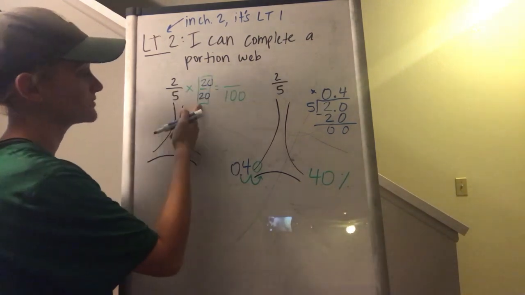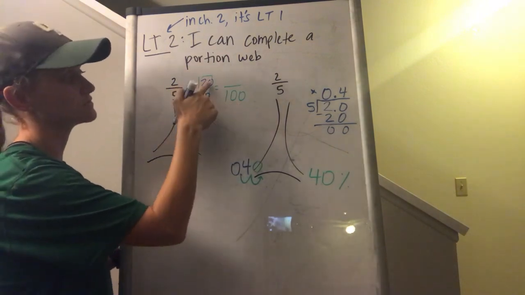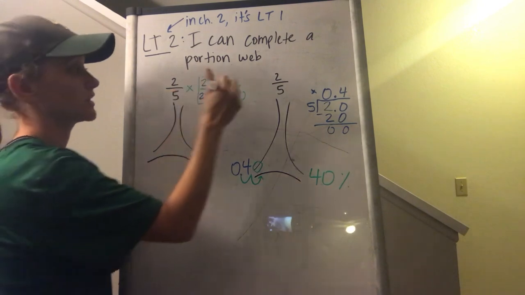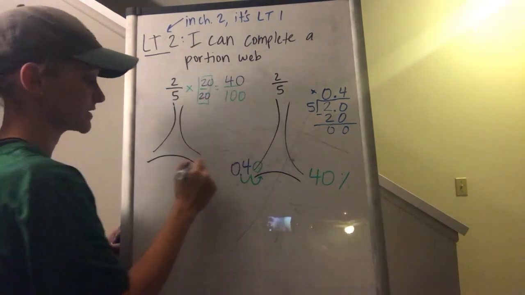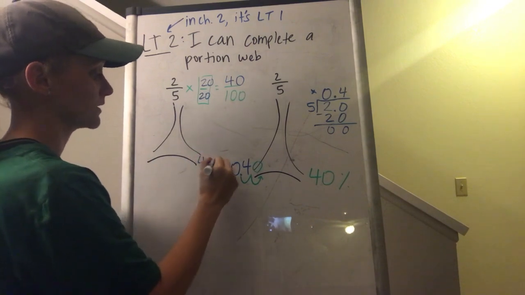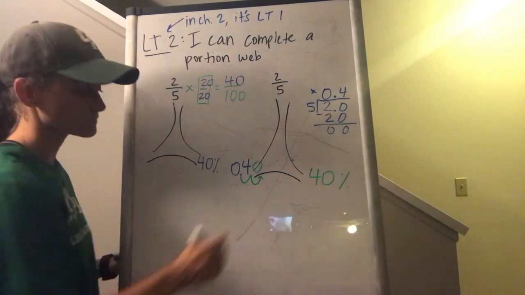Okay, so I did 5 times 20 is 100. So now I'm going to do 2 times 20 is 40. And so because it's 40 out of 100, that's going to be 40%. So you can see that we got the same percent here and over here.